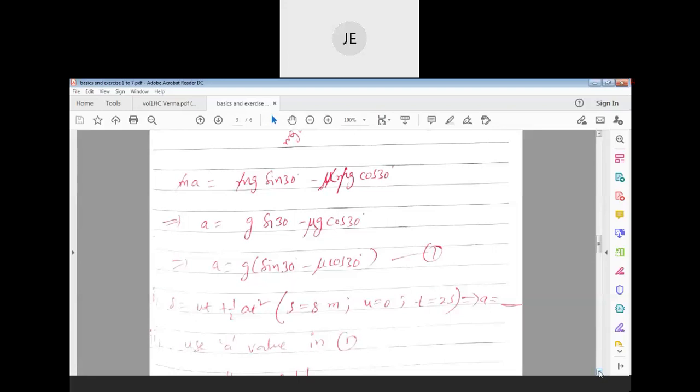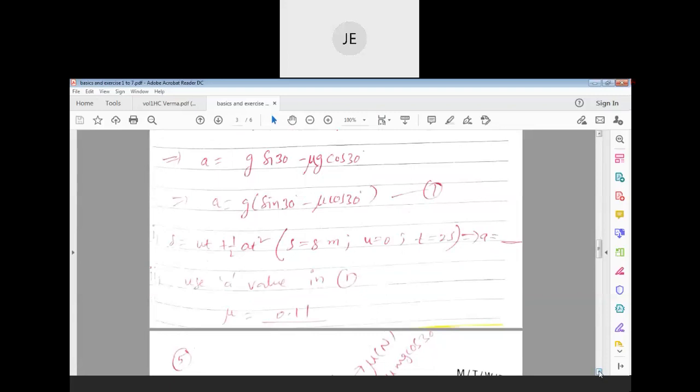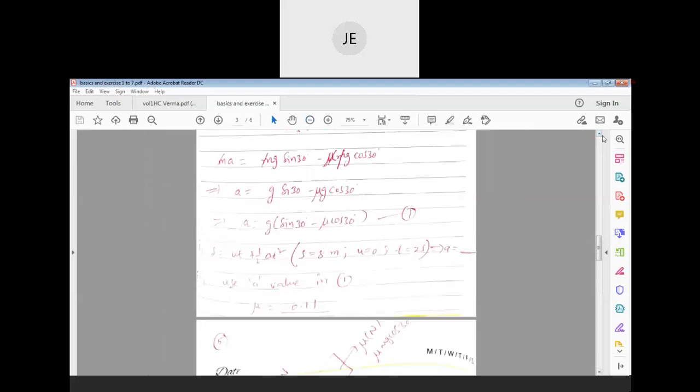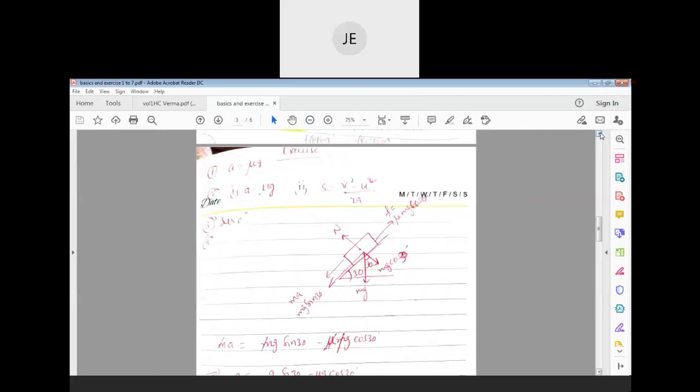S = ut + ½at². This a you substitute here in equation 1, then you will get the μ value. Yeah, please do this. I will give 2-3 minutes time. First note down the fourth question, free body diagram, please note down and quickly do this.